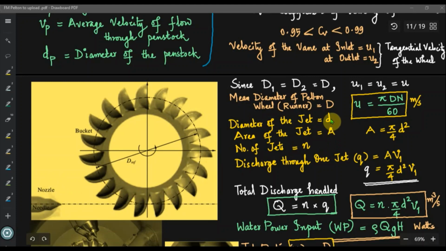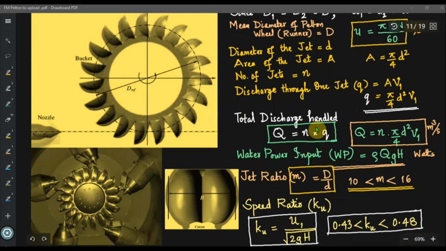The circle that is representing the mean effective diameter is tangential to the nozzle central line. Consider the diameter of the jet as small d, and the area of the jet, we know, is equal to pi by 4 d square. Now the number of jets we can consider as n, and the discharge through one jet, let us represent it by small letter q, is equal to the area of the jet multiplied by the actual velocity of the jet. So area into V1, that is pi by 4 d square into V1, is small q, the discharge through one jet. In the case of a Pelton wheel with multiple jets, the total discharge handled, capital Q, is equal to n into small q, the number of jets multiplied by the discharge through one jet. Therefore, Q is equal to n into pi by 4 into small d square into V1.